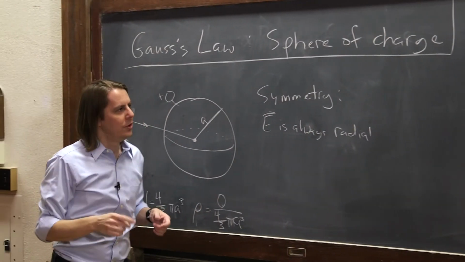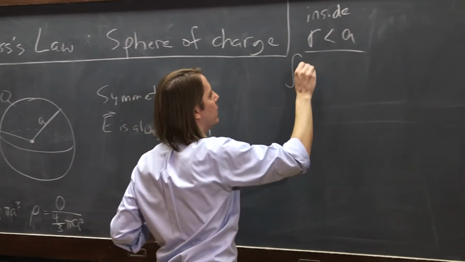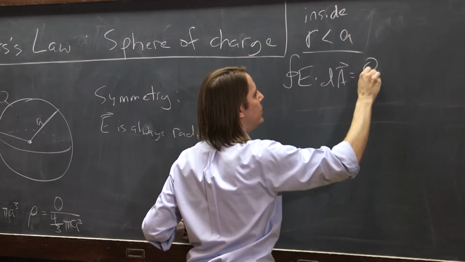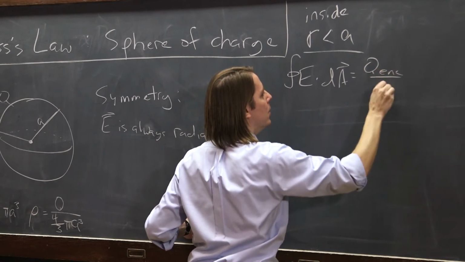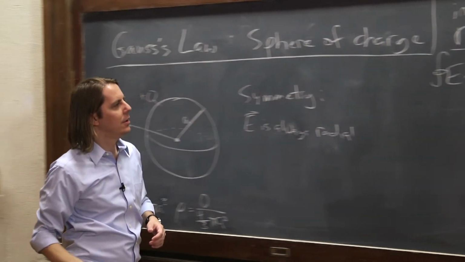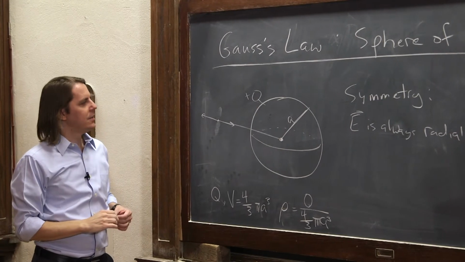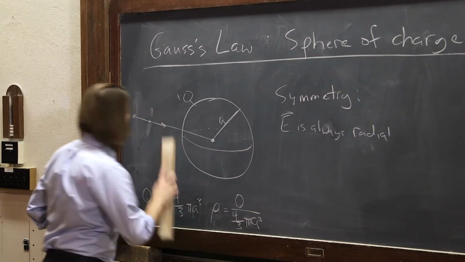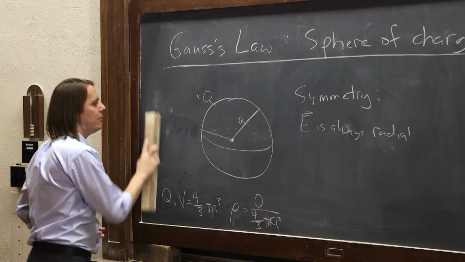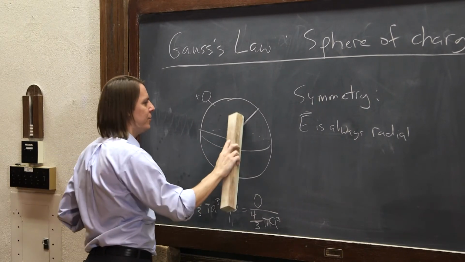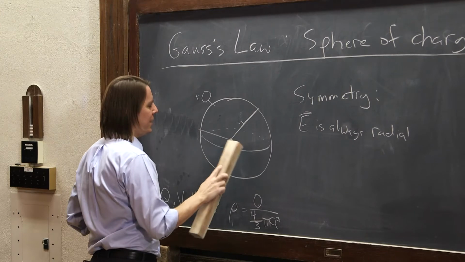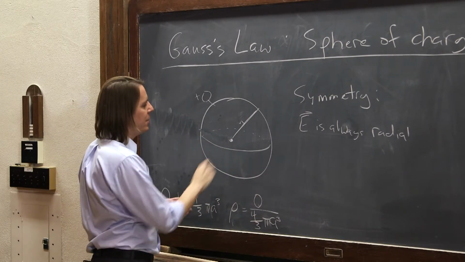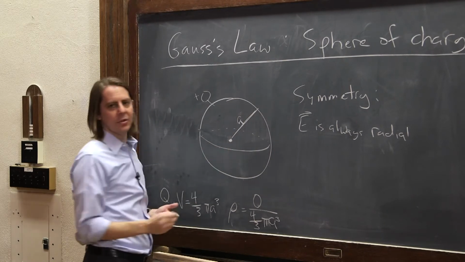All right, so let's apply Gauss's law. Integral of E dot dA equals Q enclosed over epsilon naught. Let's see. What we would want to do is I'm going to clean up my diagram a little bit here to make it clear. And we want to pick our Gaussian surface, and we've already decided that we have spherical symmetry. So as you can imagine, we want to pick a spherical Gaussian surface.